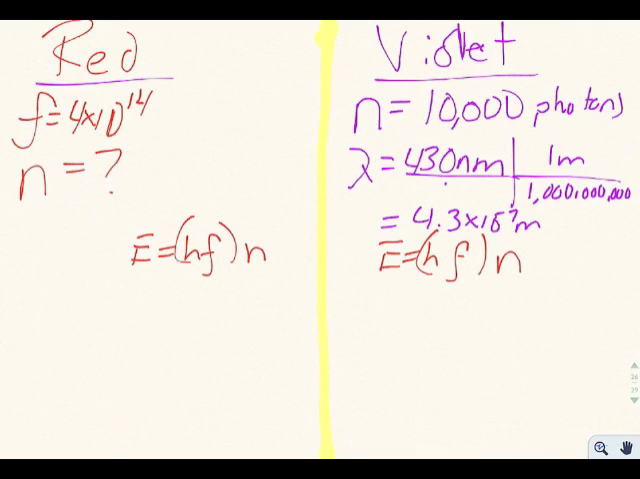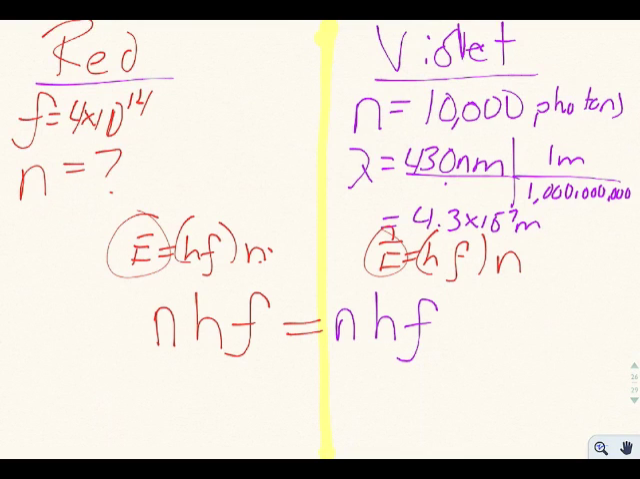If you look, this formula is the same on both sides, but the frequency for red light is going to be different, the number for red light is going to be different, the frequency for violet light is going to be different, the number for violet light is going to be different. But the energies are going to equal each other. So what I can do is I can say nhf equals nhf. Now, the number for red and violet light are going to be different.